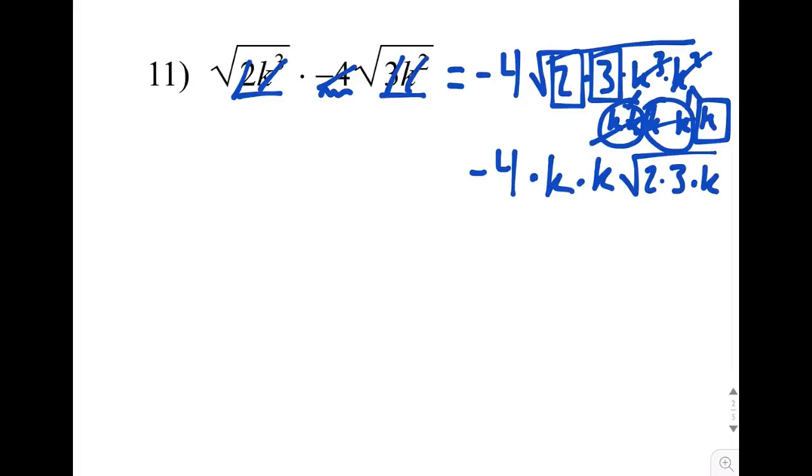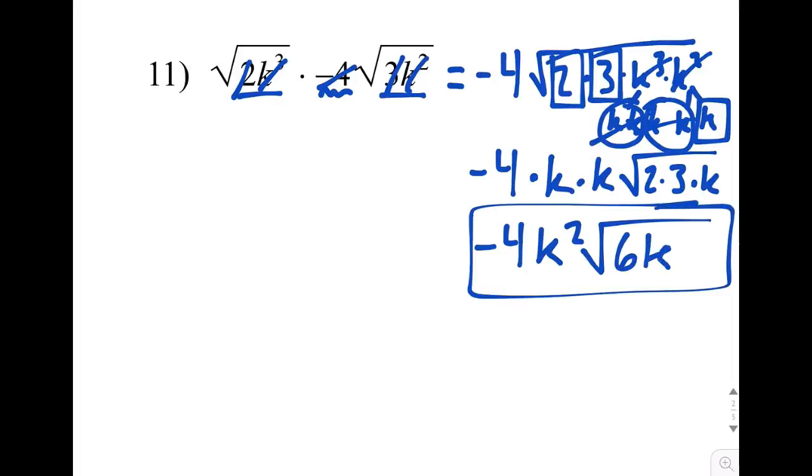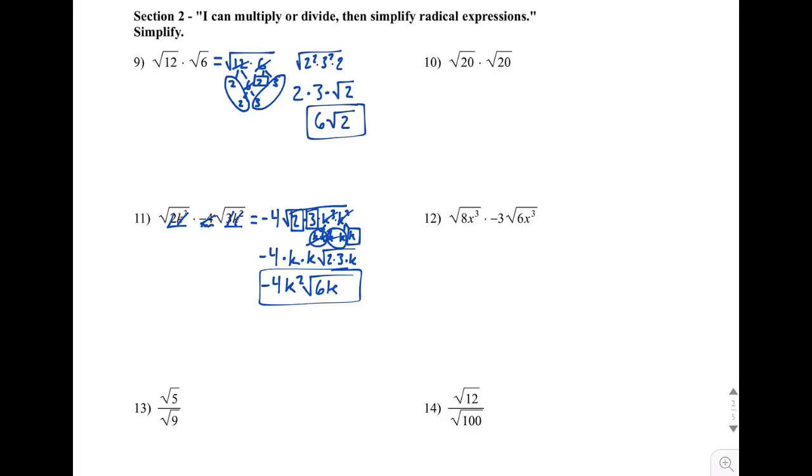So cleaning this up, -4, K times K is K squared. Square root of 2 times 3 is 6, K. We'll continue division in the next video.